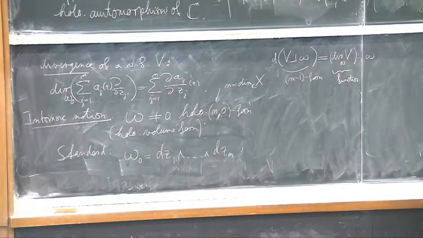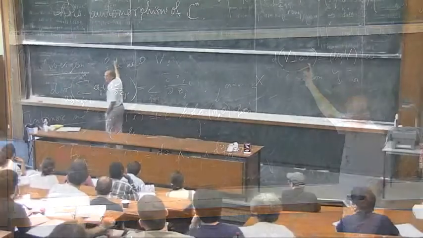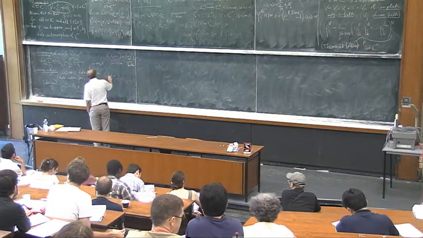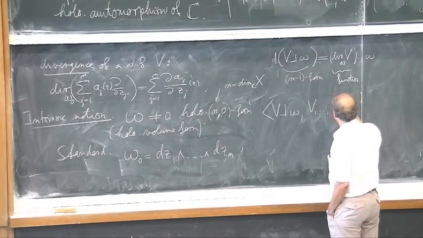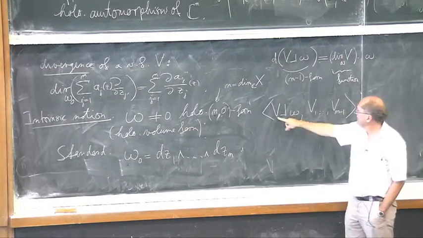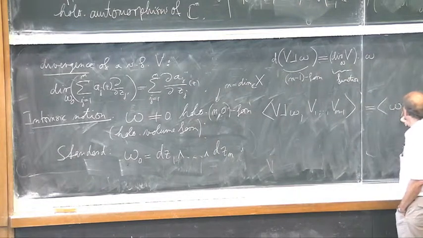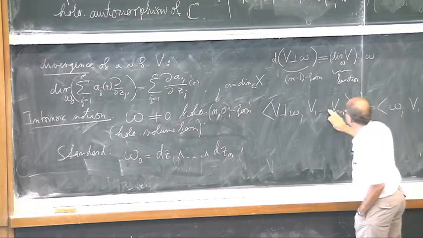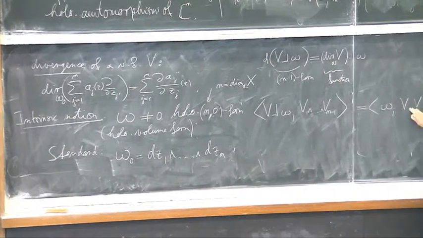Could you explain this operation again? This operation here is called contraction or inner product. Basically, this n-1 form should act on n-1 other vectors, right? So you just define it to be omega acting on this set of vectors. In reality, you wish to write a wedge product here, because it's an alternating thing.